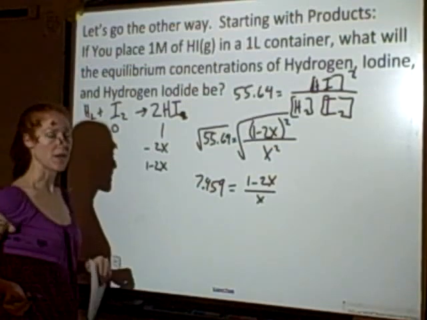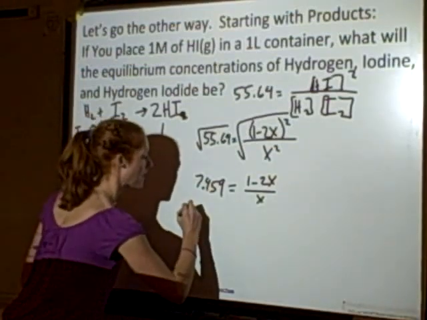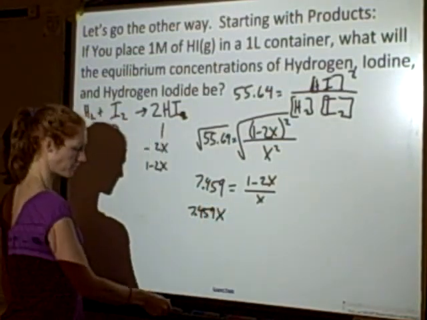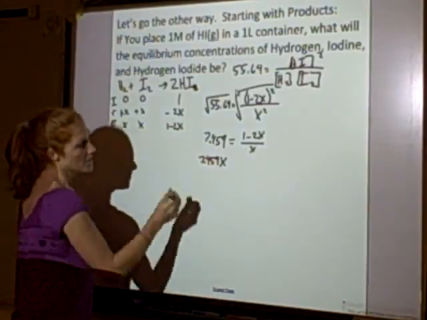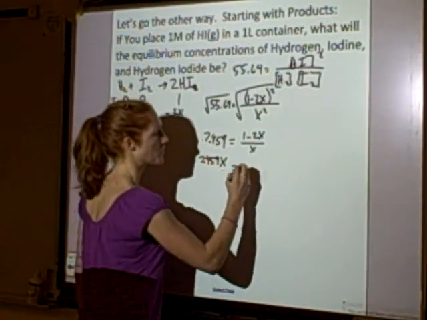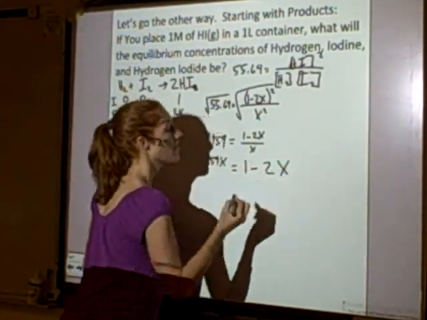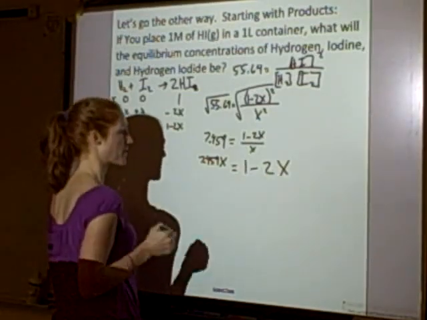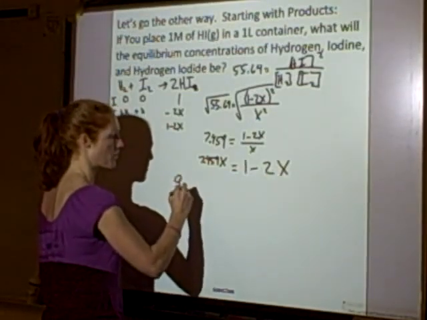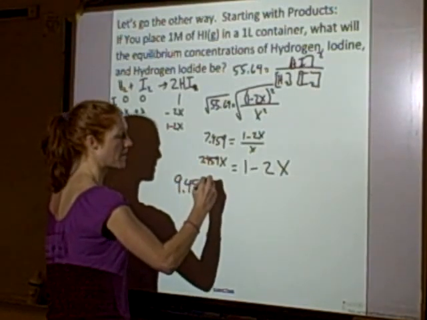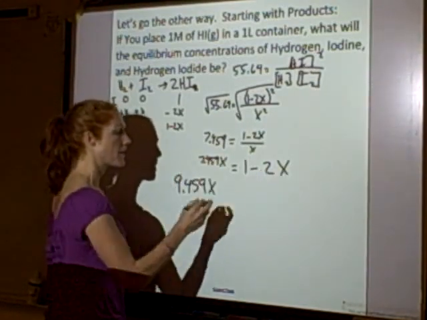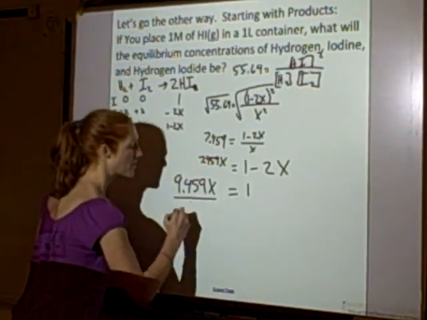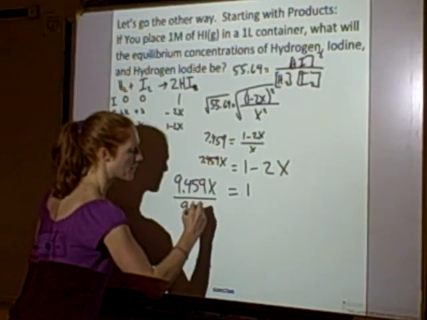I'm going to multiply both sides by x to get this x out of the denominator, and I get 7.459x is equal to 1 minus 2x. And now I want to collect like terms, so I want to get all the x's to one side, so I'm going to add 2x to both sides, and I get 9.459x, because that's 2x plus that, is equal to 1. And then I want to get the x alone, so I'm going to divide both sides by 9.459.